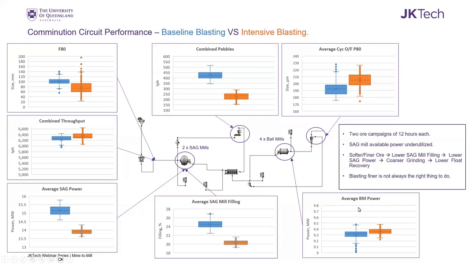Two ore campaigns of 12 hours each. SAG mill power is underutilized, as you can see. Installed power is 20 megawatts. With one campaign we have just about 15 megawatts. With the other one, finer feed, we got just under 14 megawatts. So softer or fine ore leads to lower SAG mill filling and lower SAG mill power, and that leads to coarser grinding and lower flotation recovery. So under this circumstance, blasting finer would not be the right thing to do, as we are just getting a very low mill filling in the SAG mill. We will show how that is energy inefficient.